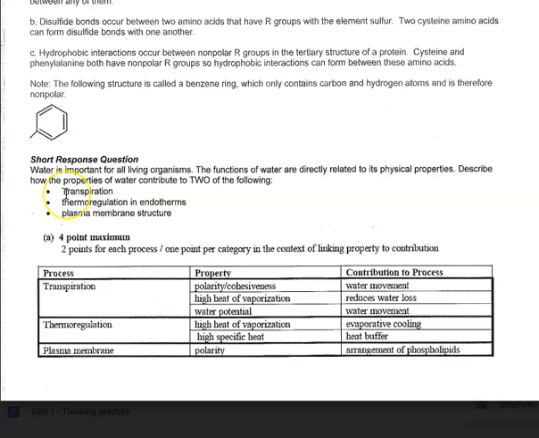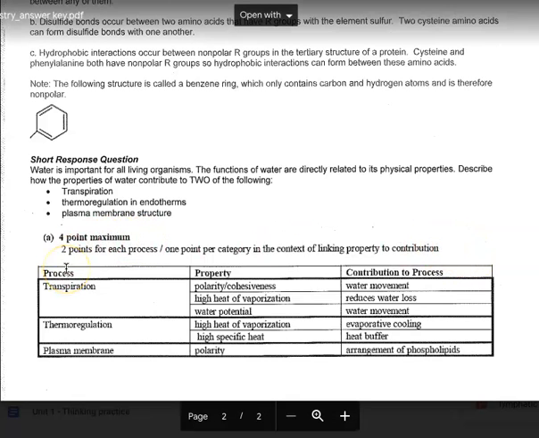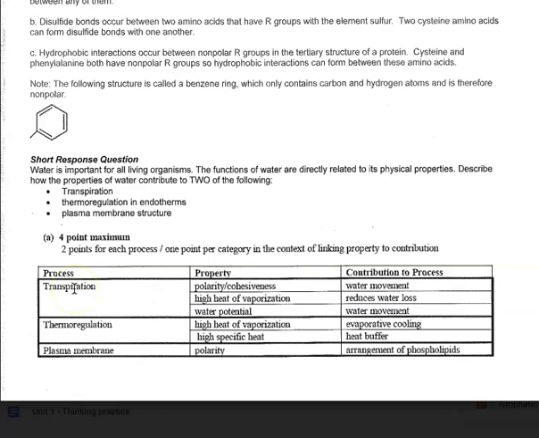Transpiration, remember, it's the way that water moves through a plant. Thermoregulation in endotherms, so the regulation of organisms that regulate their body temperature internally, not with the external environment, but internally through metabolic reactions. Plasma membrane structure. Okay, so 2 points for each process, 1 point per category in the context of linking properties to contribution. So you want to have 4 points maximum.